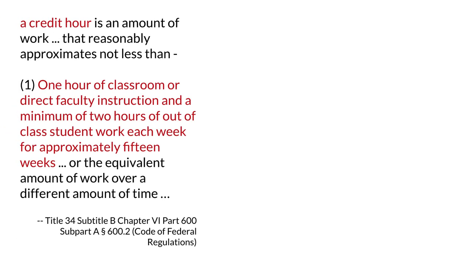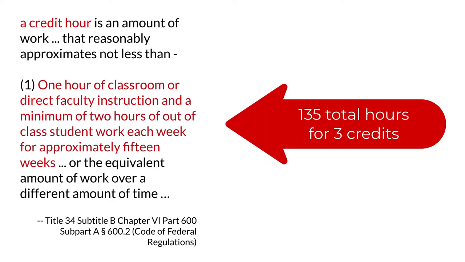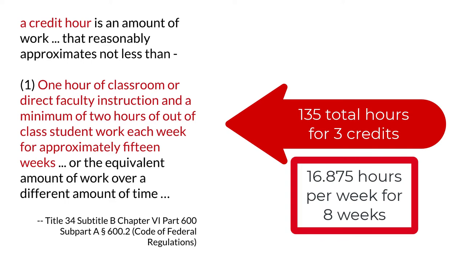In the U.S., universities that receive federal funds for any reason use this definition of credit hour: 1 hour of classroom or direct faculty instruction, and a minimum of 2 hours of out-of-class student work each week for approximately 15 weeks. What that means is a 3-credit-hour course has to include at least 3 hours of instruction plus 6 hours of out-of-class work for 15 weeks. That is a total of 135 hours. If we divide those hours over 8 weeks instead of 15, we get 16.875 hours per week.